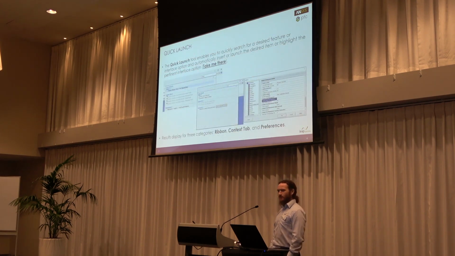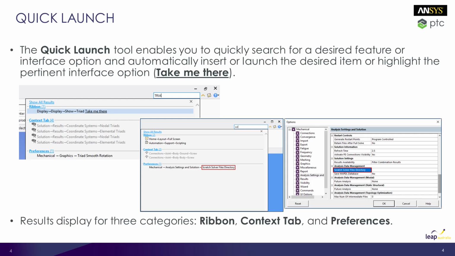One of the most useful and exciting features of the new interface is this quick launch search feature up here in the top right-hand corner. If you're like me and you forget where a particular menu item is for a particular thing, you can just type a keyword in here. In this case, we want to find out how to activate or deactivate the triad in the bottom left corner. So you just type triad, and then you can click here, take me there, and it opens up the window automatically.